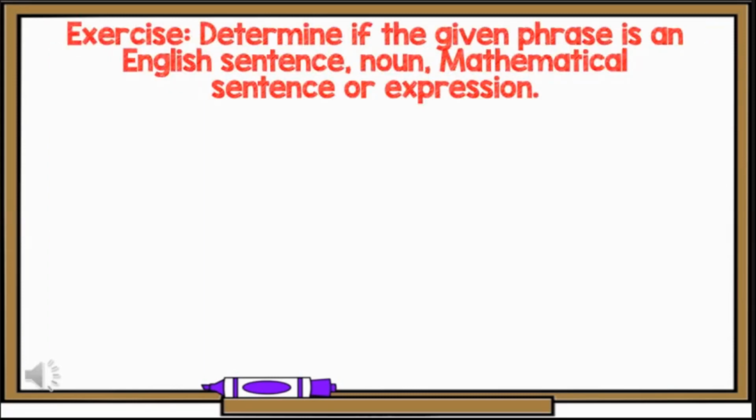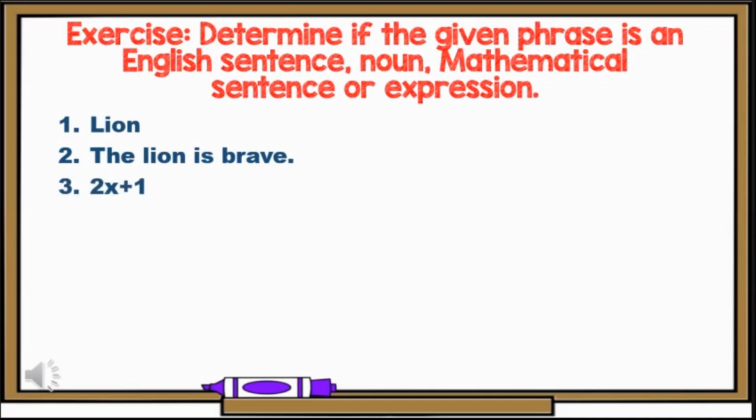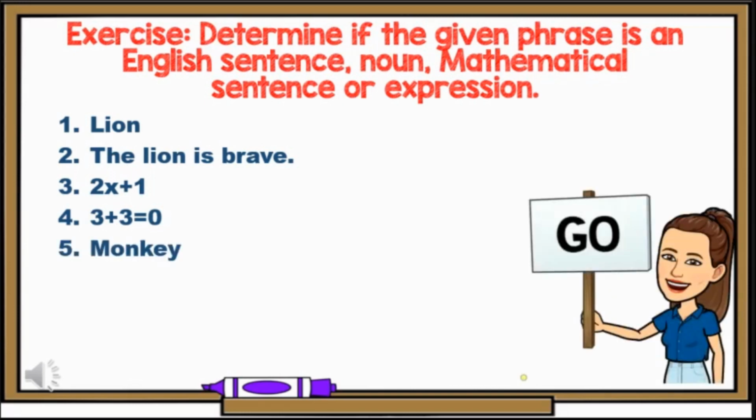For this exercise, determine if the given phrase is an English sentence, a noun, a mathematical sentence, or an expression. Please write down your answers on the comment. Tingnan natin kung tatama. Number 1, we have lion. Number 2, the lion is brave. Number 3, 2x plus 1. Number 4, 3 plus 3 is equal to 0. And number 5, monkey. Alright, you can start now. Pakisulat po yung sagot sa comment section.